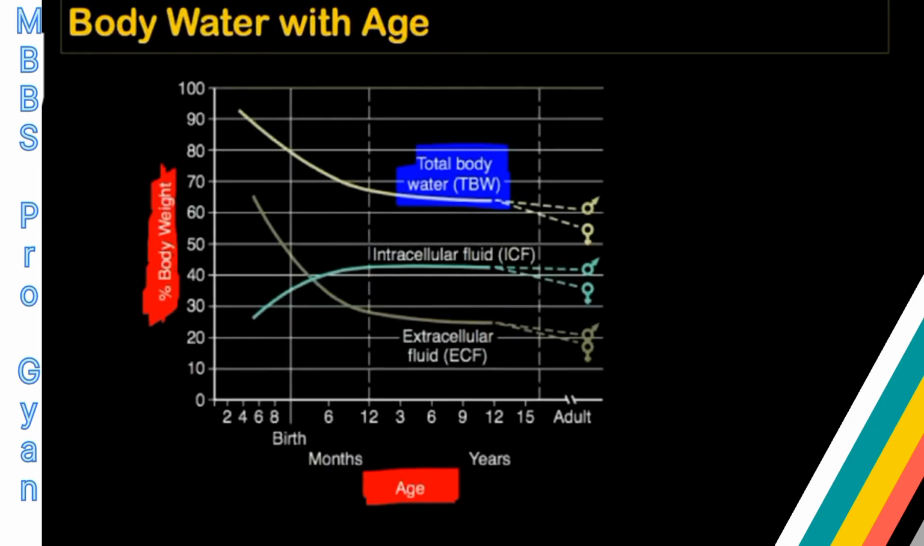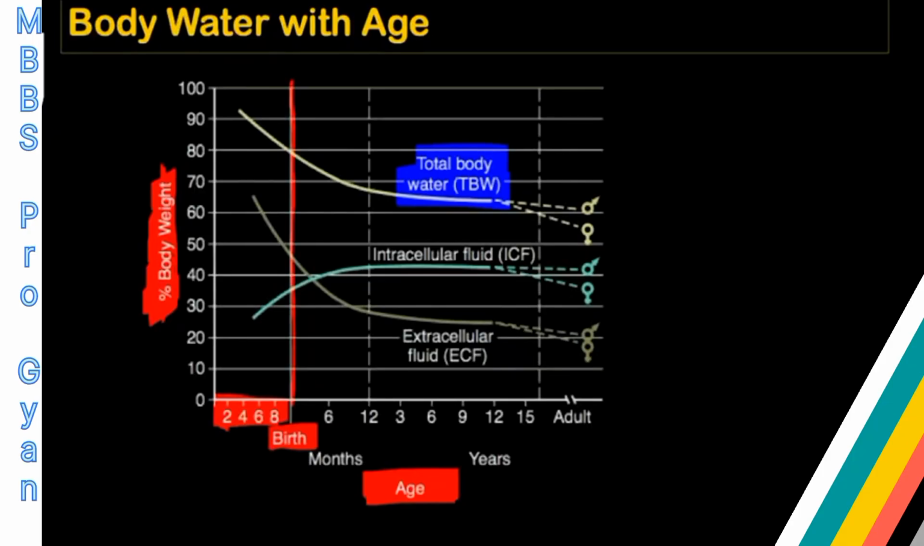Now look more closely at the age, or the x-axis. So this is the point of birth. This line indicates the point of birth. On your left-hand side, this is before birth, that is the intrauterine life, and on your right-hand side, this is after birth. 6 months, 12 months, and this is in years: 3 years, 9 years, 12 years, like this. Now we are trying to understand this graph more closely.